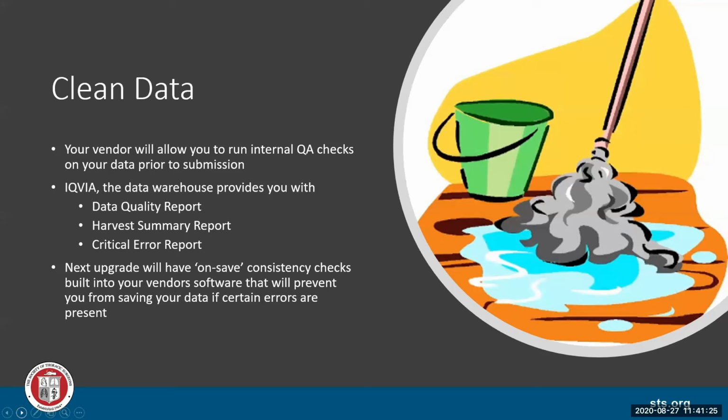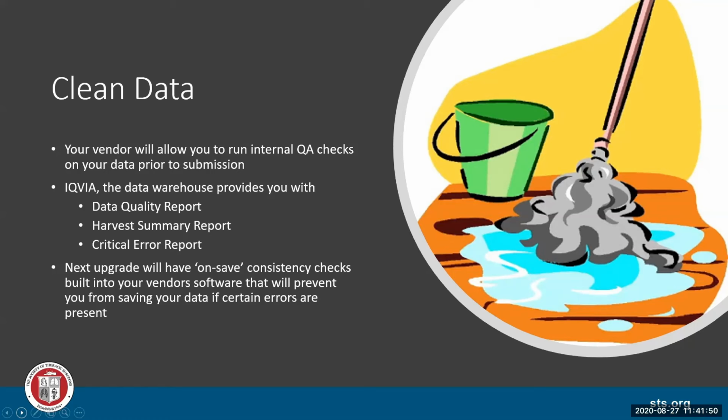But there is something called the data quality report, which really looks at your errors with each file that you've submitted. Then there's a harvest summary report, where you can select the dates. And so you can select the entire harvest window, which is 4 years, and look at the errors and problems with your data. There's also a critical error report, which tells you these cases will not be analyzed. These absolutely have to be cleaned up.